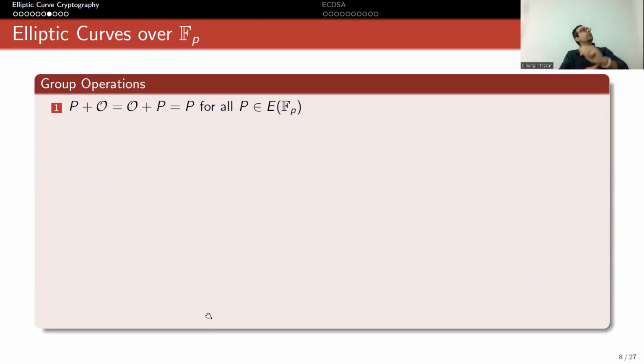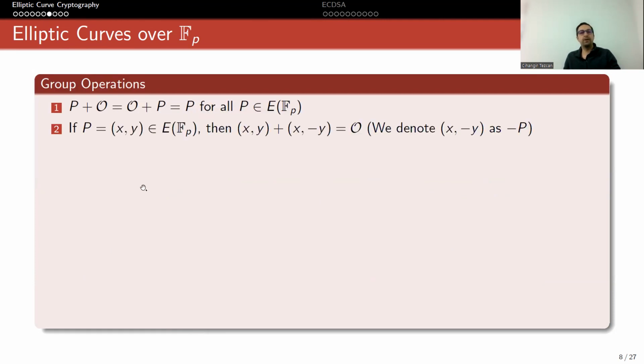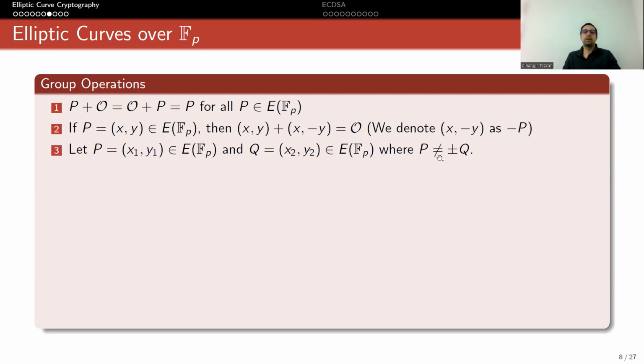Okay, so let's look at the group operations. I explained them in a geometric sense, but of course, I need to write code for it, right? I need a mathematical equation so that I can actually do these group operations. So the group operations are like this. Adding the point at infinity, the identity element, gives you the element back. If you have P with coordinates x, y, then adding its inverse gives you the identity element. So we have minus P like this. Every point has an inverse like this.